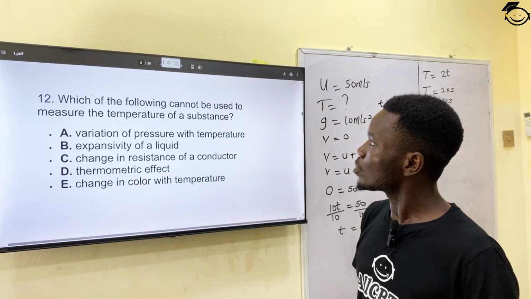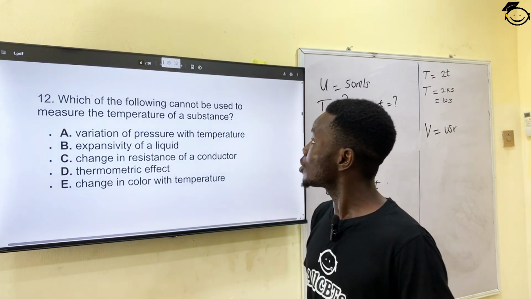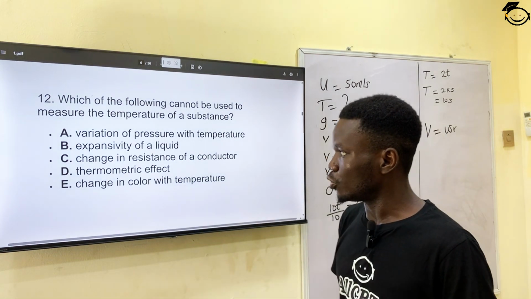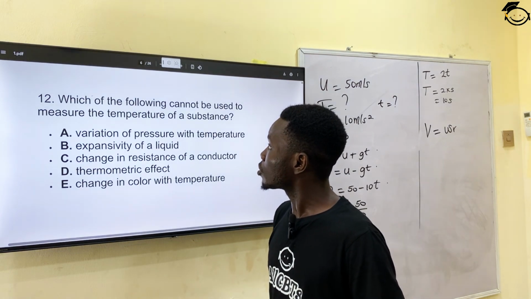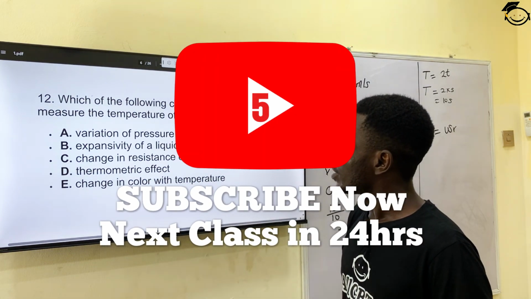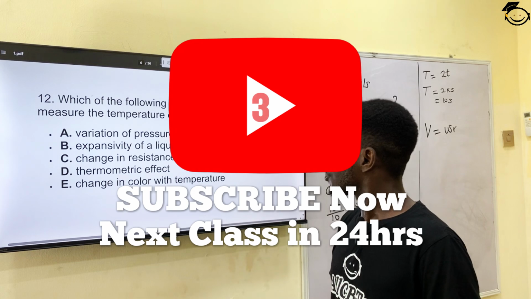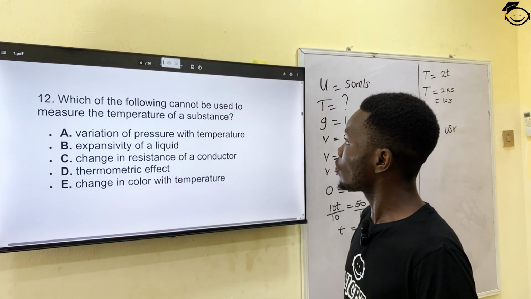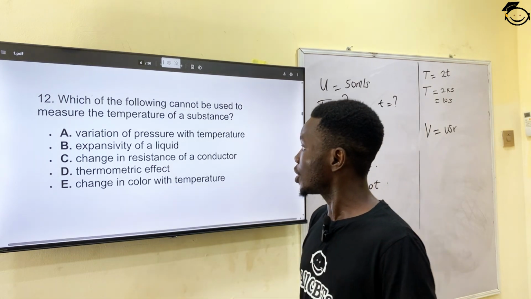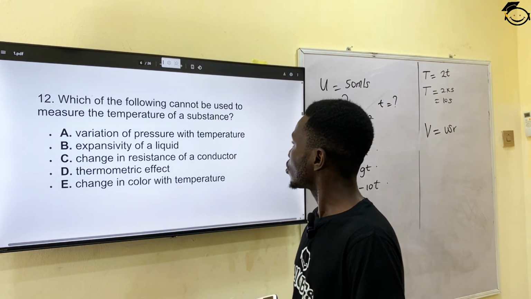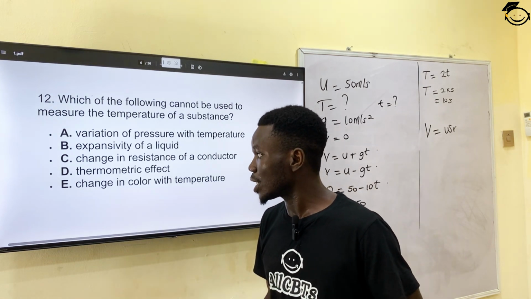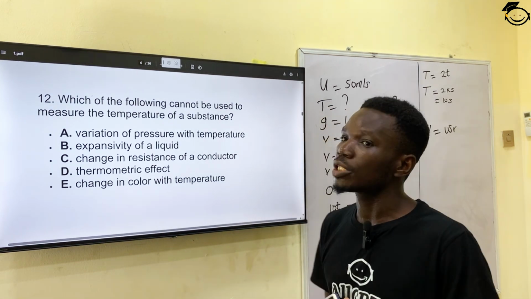Question number 12 says, which of the following cannot be used to measure the temperature of a substance? First one says variation of pressure with temperature. Option B says expansivity of a liquid. Option C says change in the resistance of a conductor. Option D says thermometric effect. And option E says change in color with temperature.